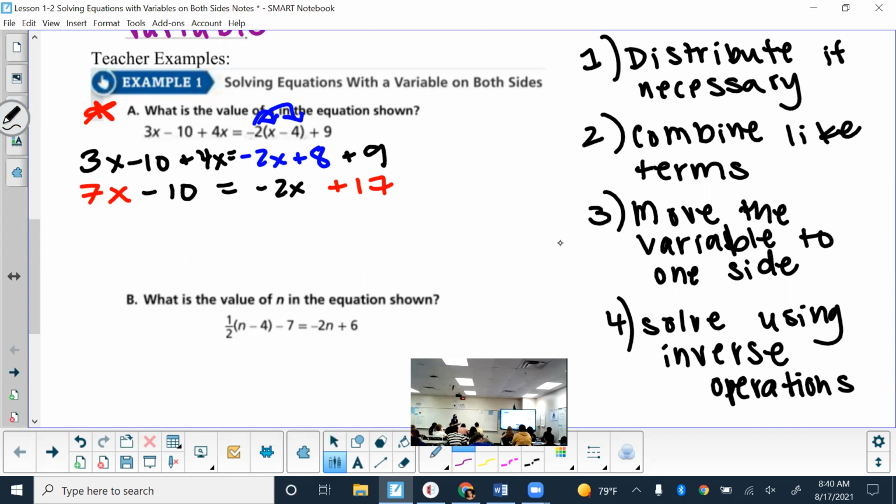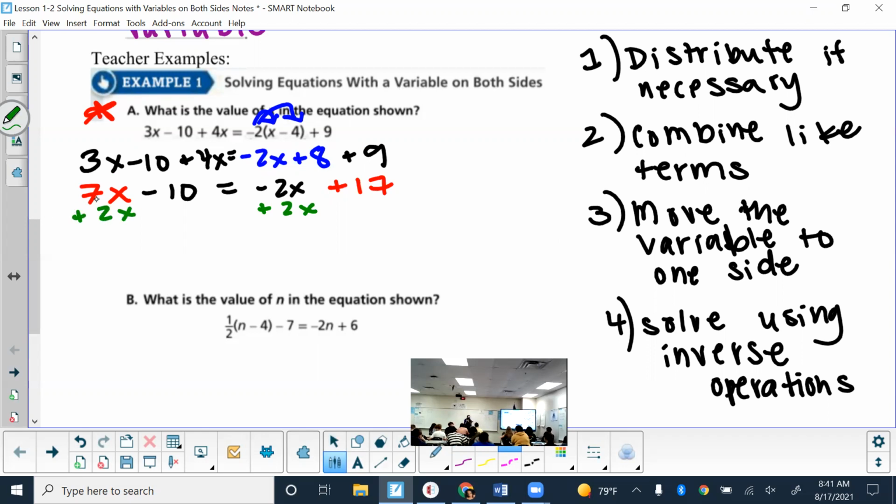So move on to step 3. I need to move the variable to one side. If it's on both sides of the equal sign, you just need to move one of them. Does it matter which one? No, just pick which one you think would be easier. Which one do you think would be easier to move? -2x. And how can I move it? Add 2x. Good, that's what I would have picked as well. But you should still get the same answer if you decided to move the 7x.